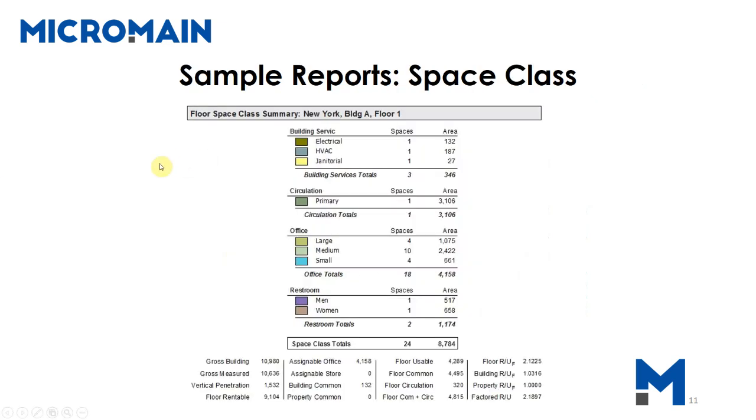Next report will be a space class. These are all set up in FM. They're also customizable. This one, we have building service, which we have located our electrical, HVAC, and janitorial spaces. We've done some office spaces. We separated those from small, medium, and large. And we've also done our restrooms for men and women. And it also shows you the spaces that each of these takes up and gives you their area.